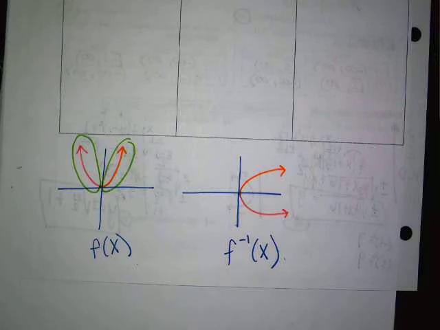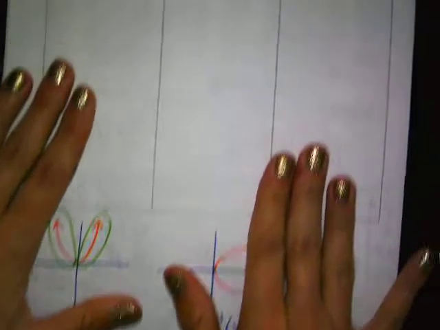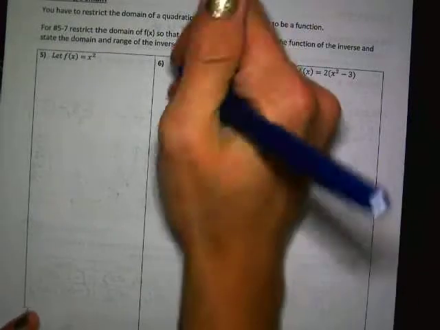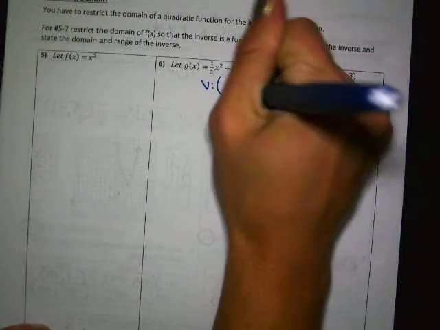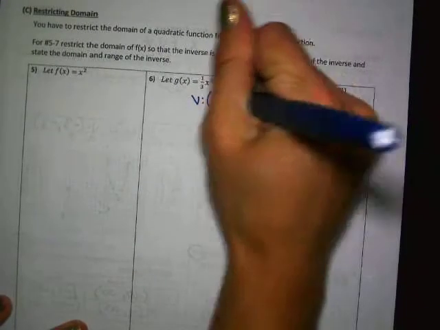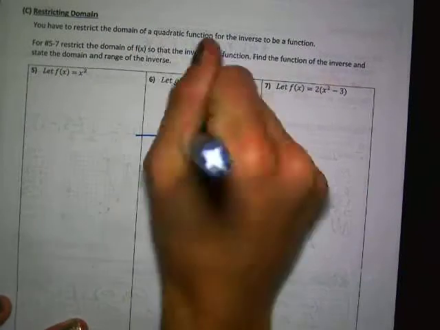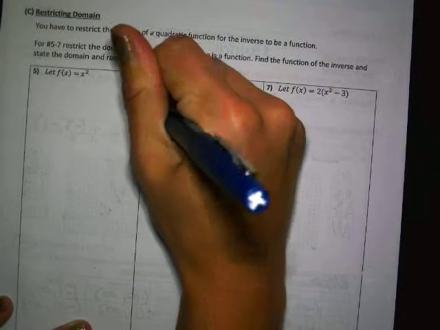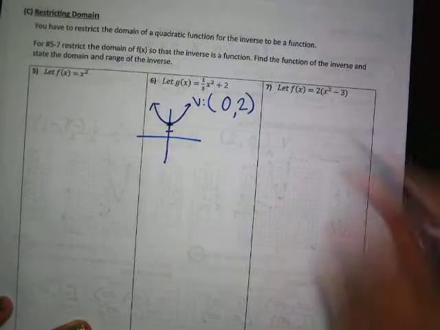Okay? All right, let's look at number, I'm going to do number 6 first. All right, so I want to restrict the domain of the quadratic for the inverse to be a function. All right, so first, tell me what the vertex is. 0, 2. All right, so for my graph here, it doesn't have to be perfect. We're just going to sketch it out. It looks something like this. It starts at 0, 2.